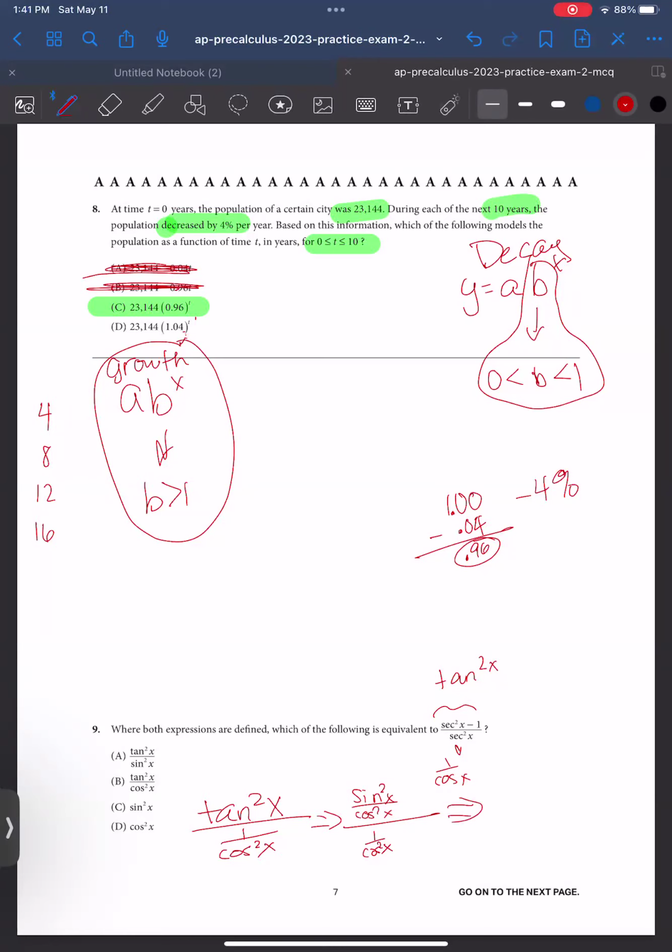So now I'm dividing fractions, right? Keep the first term, change to multiplication, and flip the denominator. Now you can eliminate the cosine squared of x, meaning that my final answer is C. So this is the trig identities.